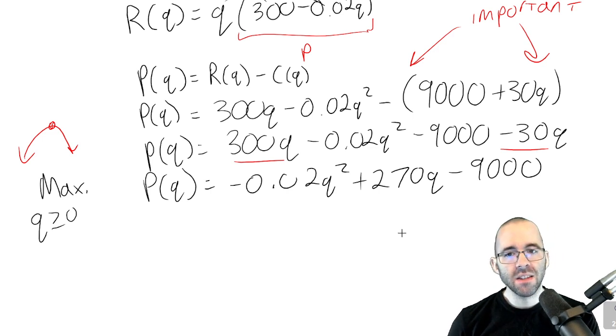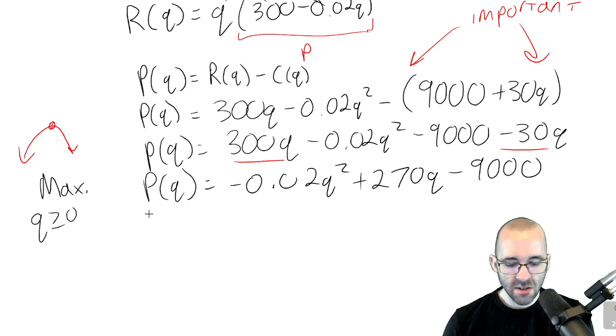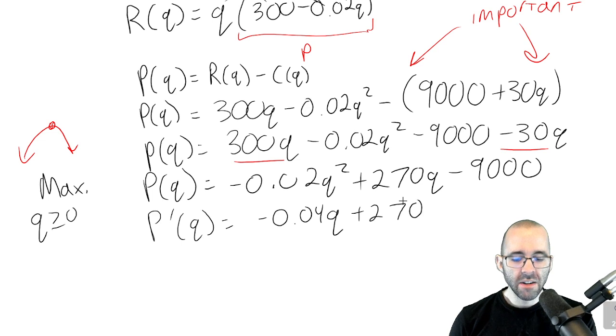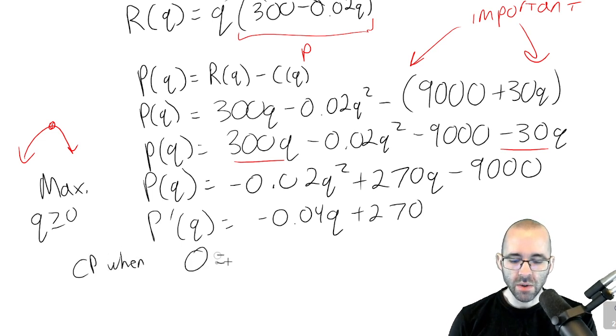We know the maximum will be at the vertex. We can either use the vertex formula or find when the tangent line has a slope of 0. That's going to be at the critical point. There's a lot of things we know here. Let's take the derivative. Negative 0.04Q plus 270. Critical point is when this derivative equals 0.